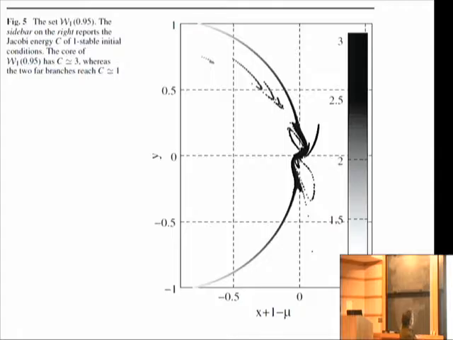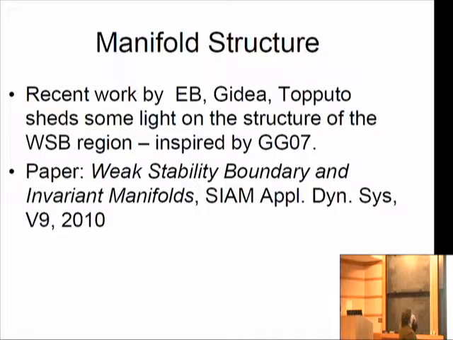As you can see here, this is how the Jacobi energy varies along a weak stability boundary. The values go from around 1 up to 3. So there's a huge variation. Now, the first part of my talk ends here. And what I'm going to get into next is the manifold structure, exactly what Helmut was asking about. And this was just published in the SIAM Journal on Applied Dynamical Systems.